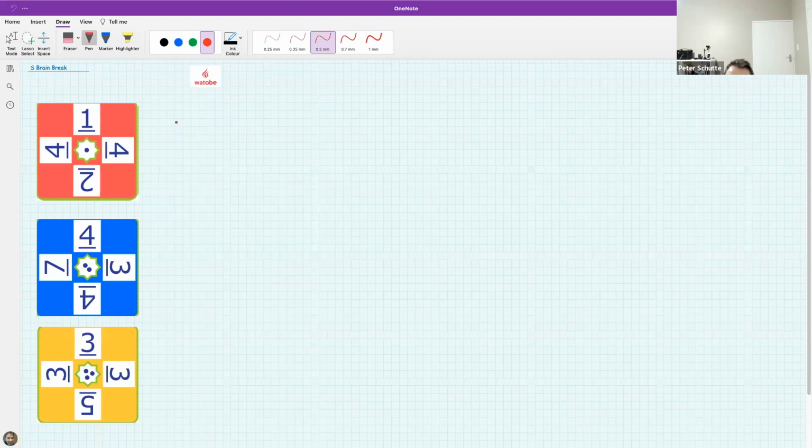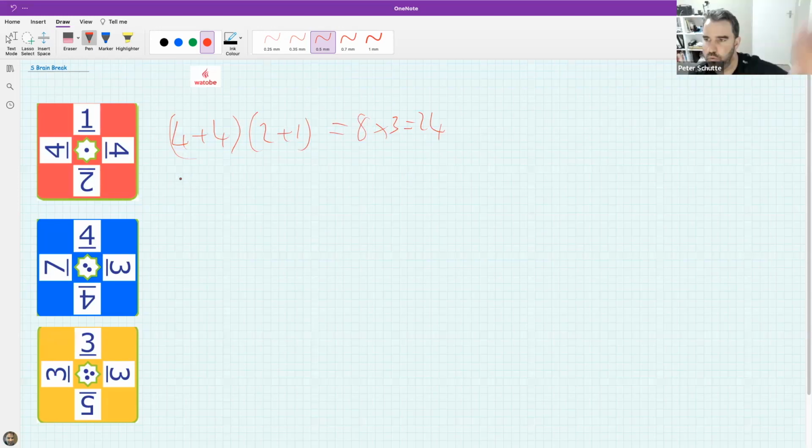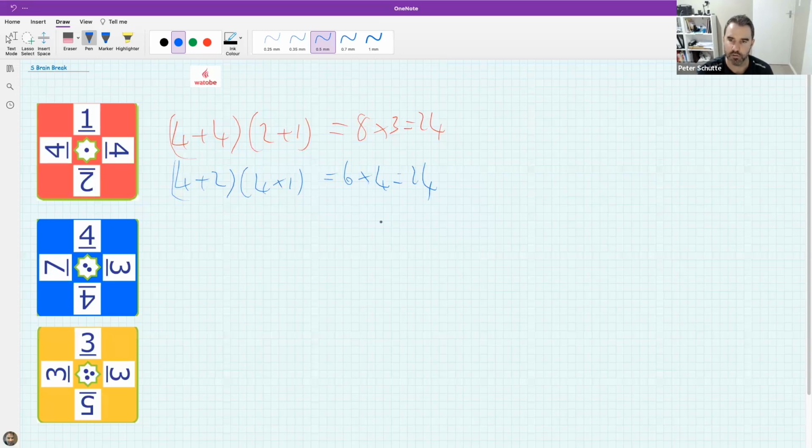So 4 plus 4 times 2 plus 1. That looks to me like 8 times 3, which is 24. Yep. And you can also do 4 plus 2. So one day I said 4 plus 2 times 4 times 1, which is 6 times 4, which is 24.